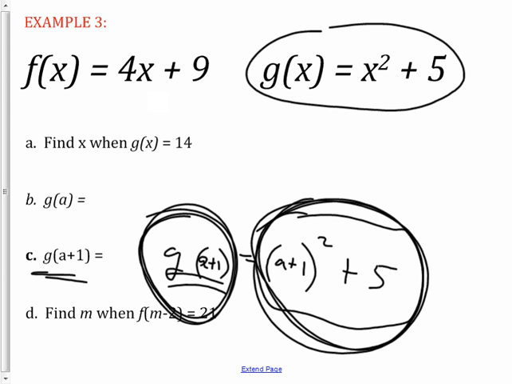Could I have actually multiplied that out? A plus 1 quantity squared and then plus 5. Yes, I could have, but I told you not to because it saved time.